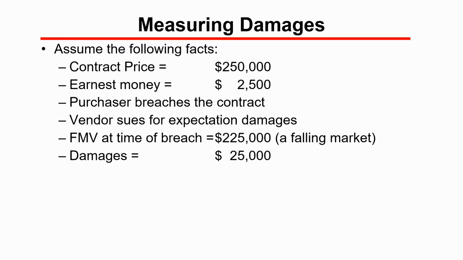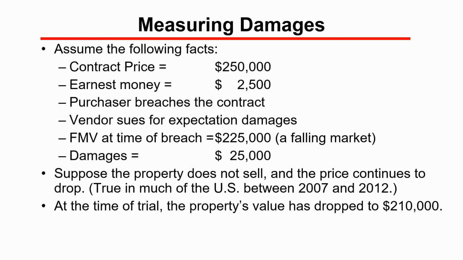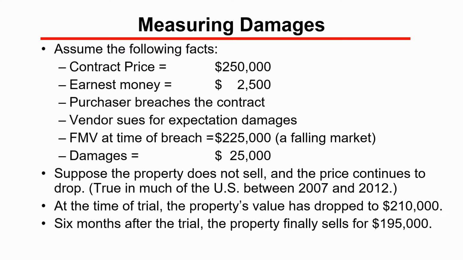So the damages that the vendor will experience based on the standard measure, the difference between the contract price and the market value on the date of breach, is $25,000. Let's assume that the property doesn't sell when it's put back on the market and the price continues to drop. And again, that was true in much of the U.S. between 2007 and 2012. At the time of the trial, the property's value has dropped more. It finally drops to $210,000. And after that, 6 months after the trial, the property finally sells for $195,000.